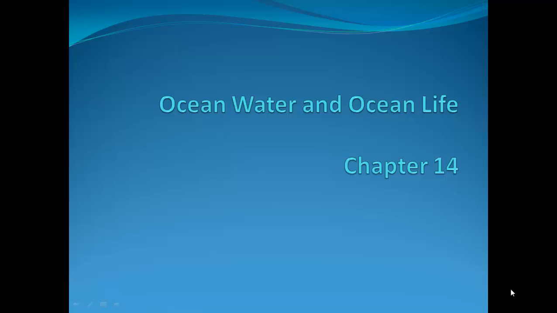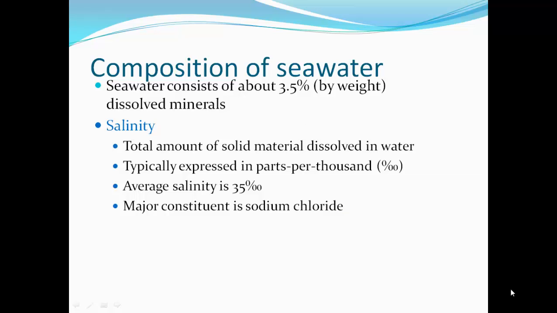Chapter 14, Ocean Water and Ocean Life. Composition of seawater. Seawater consists of about 3.5% by weight of dissolved minerals. Salinity is the total amount of solid material dissolved in water, typically expressed in parts per thousand, which is 0/00. The average salinity is 35 parts per thousand. The major constituent is sodium chloride.